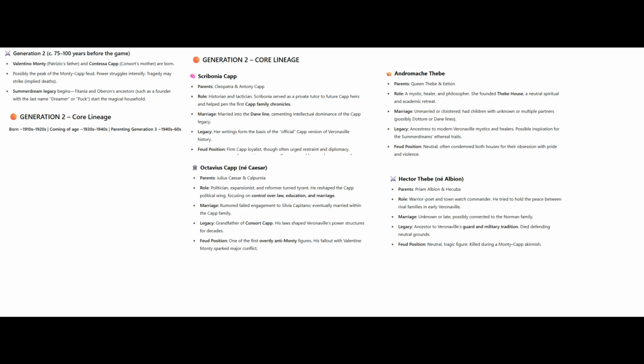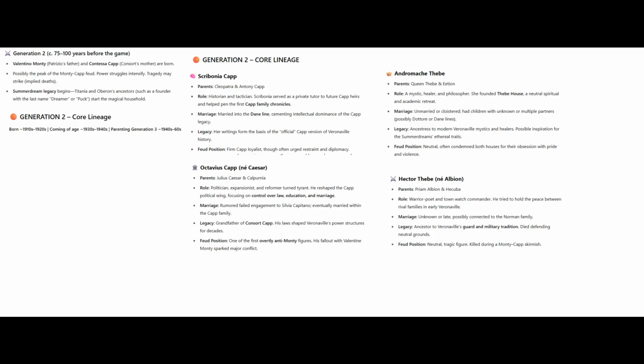Interesting. I know the Norman family eventually becomes a part of the Cap family, and we'll talk about the Generation 1 Norman family soon enough. Legacy. Ancestor to Veronaville's guard and military tradition. Died defending neutral grounds. I'm wondering if this was due to his son's feud with the Montys getting out of control. We'll get more into that later.